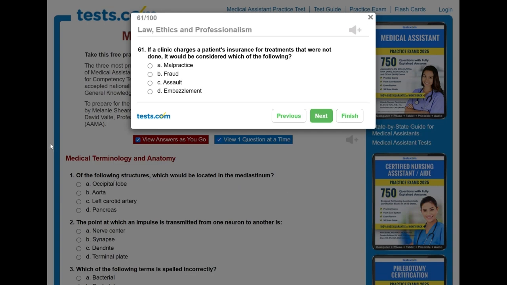Question 61. If a clinic charges a patient's insurance for treatments that were not done, it would be considered which of the following? A. Malpractice. B. Fraud. C. Assault. D. Embezzlement.